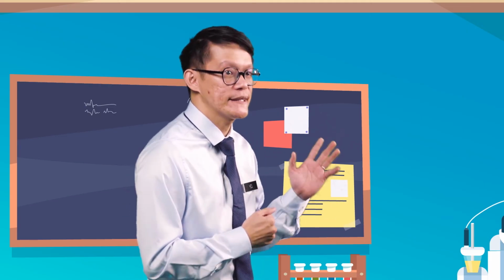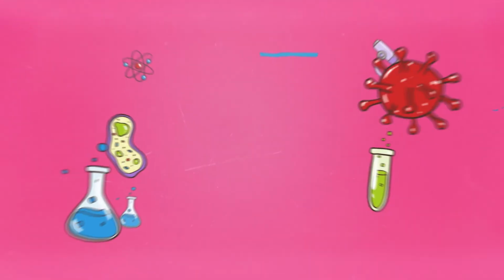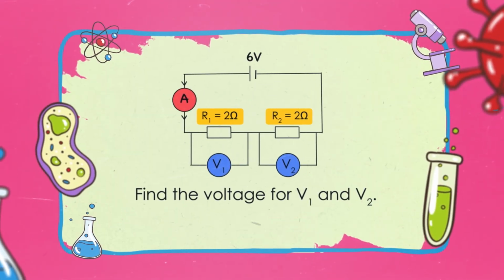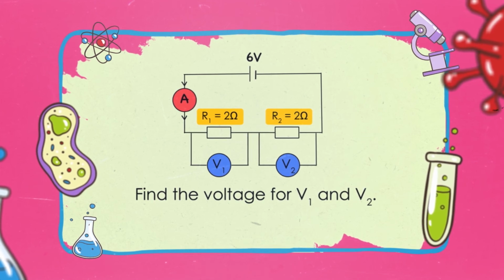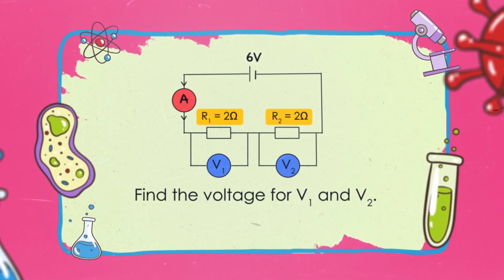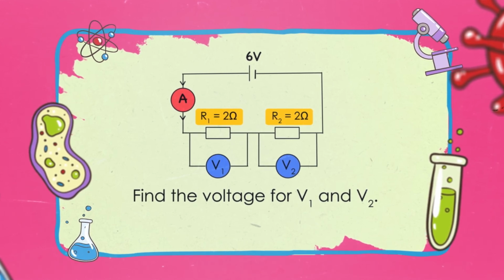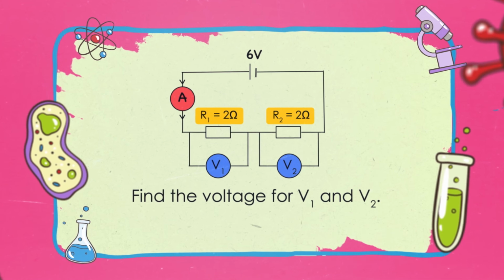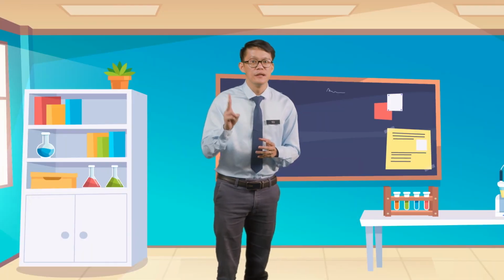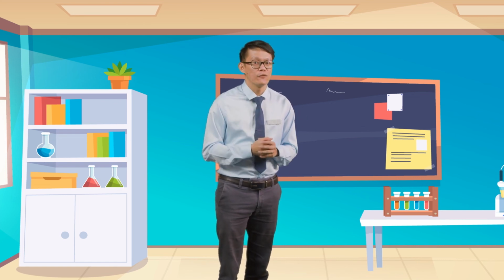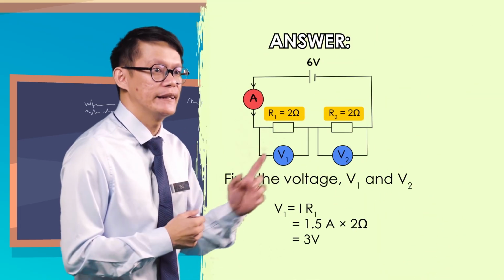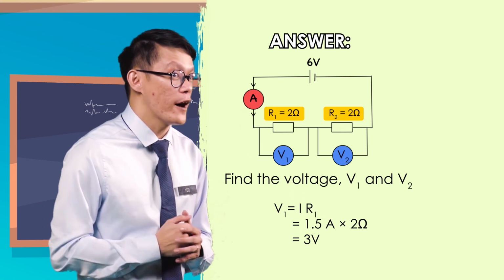Here is another question to answer. Find the voltage value for V1 and V2. The value of V1 and V2 is the same. We must use Ohm's law to find the value of V1 and V2. The value of the current I in the diagram is 1.5 ampere.